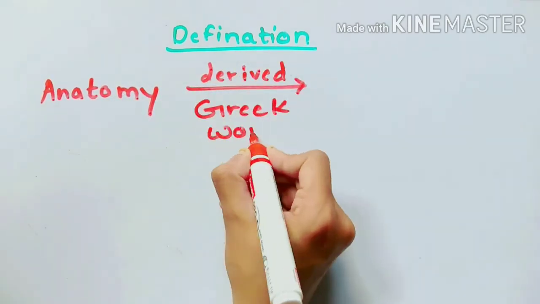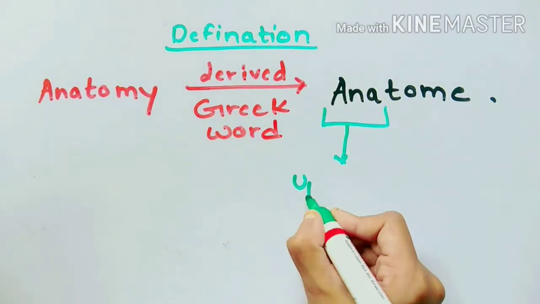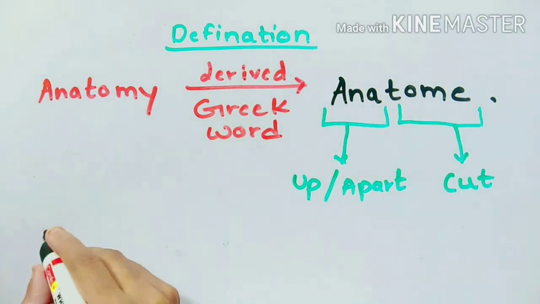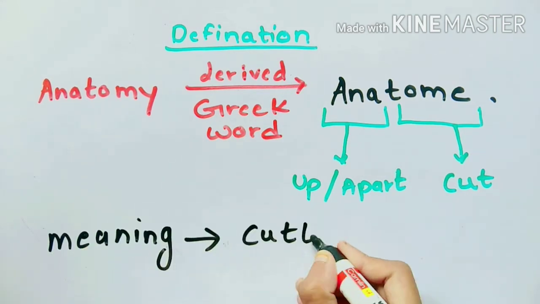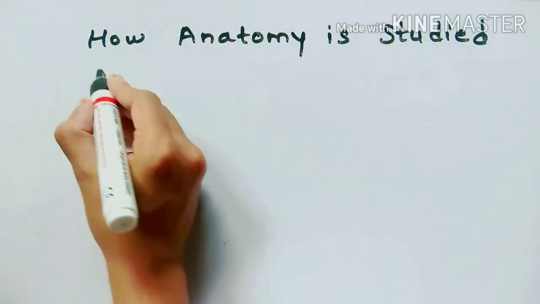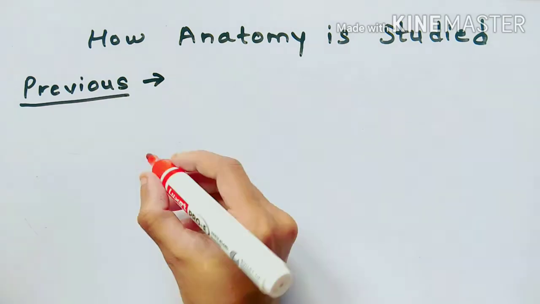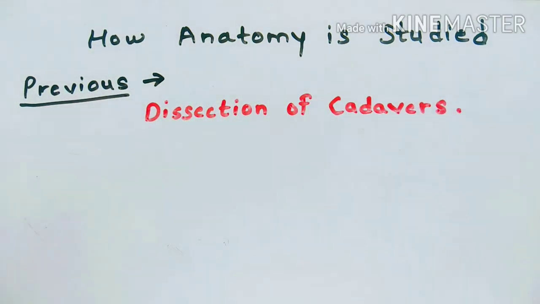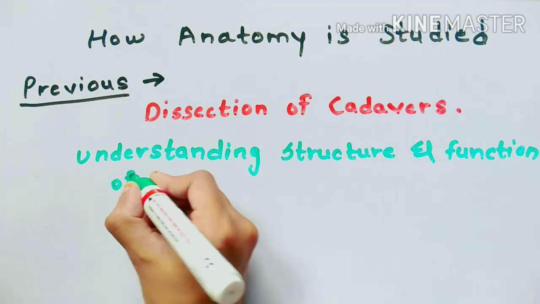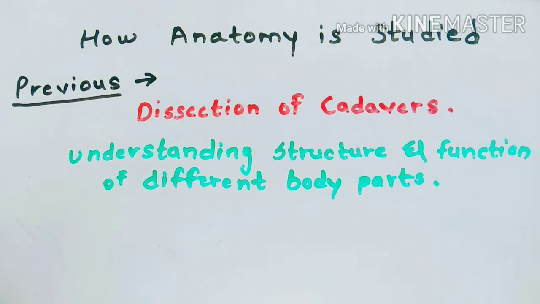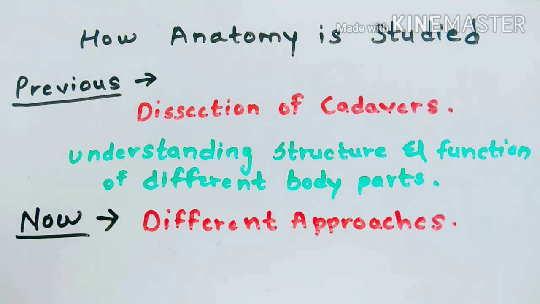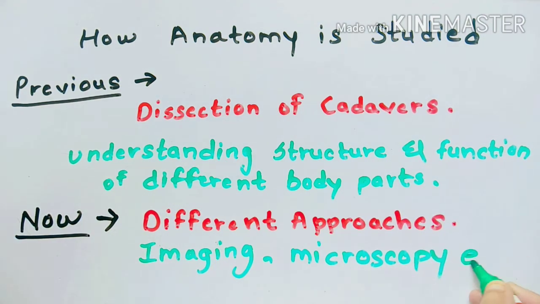Anatomy was derived from a Greek word called anatome. Splitting this word into two, ana meaning up or apart and tome meaning cutting. So anatome means cutting up and observing the parts. So how do we study anatomy? Human anatomy has for long been studied through the dissection of cadavers, which served as the basis for understanding the structures and function of human body. Cadavers are preserved dead bodies. Due to the advancement in technology, anatomy is studied in all possible ways using techniques like imaging and microscopy.